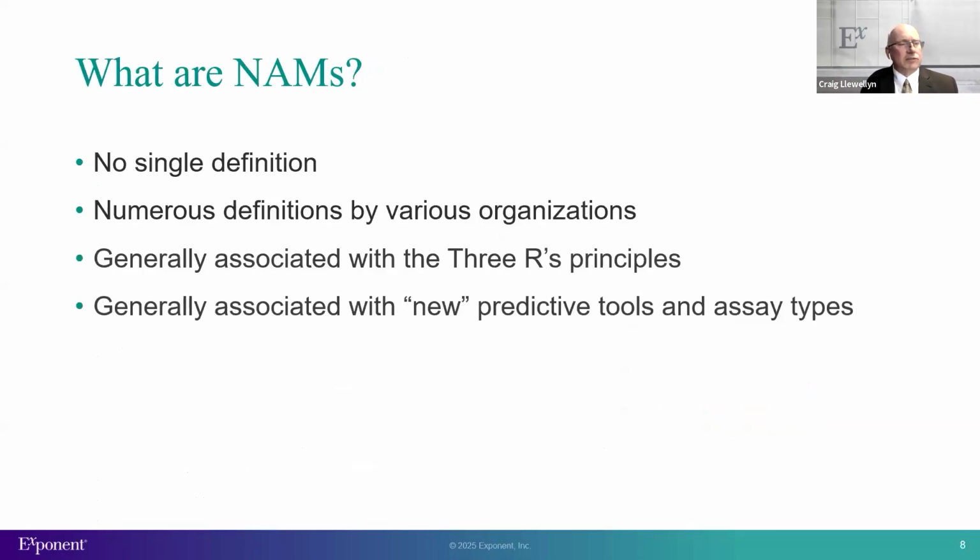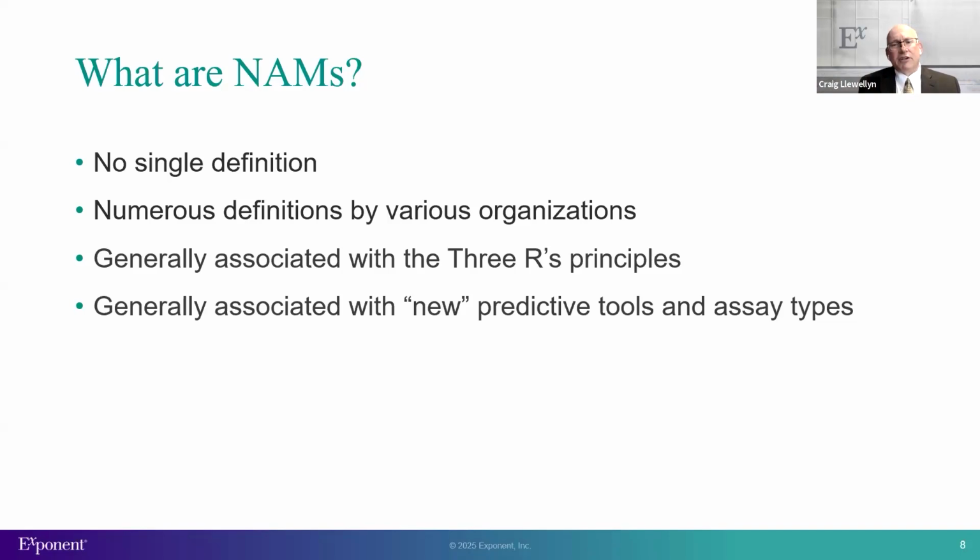So what gets us to NAMs? There are a number of issues that we have with NAMs. As you'll see in a moment, there is no one single definition. So it really depends on who you're talking to as to what constitutes a NAM. There are various definitions from various organizations. They generally all circle around the 3 R's principle, and you can see that in all of those definitions. They're really associated with new predictive tools and assay types. Whether the definitions all match exactly is sort of irrelevant from that perspective, but it's ensuring that we know what we're talking about and we're all heading in the same direction.